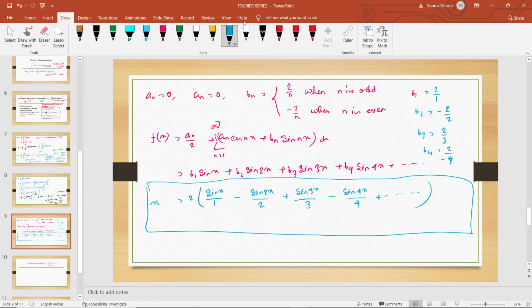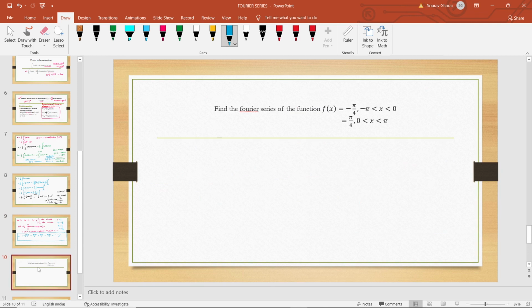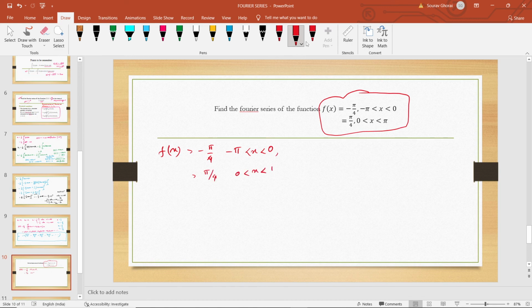And now I am going to show you a problem where a discontinuity exists. Say in this question you have to find the Fourier series of the function f of x, which is defined as minus pi by 4 in the interval minus pi less than x less than 0, and pi by 4 for 0 less than x less than pi.